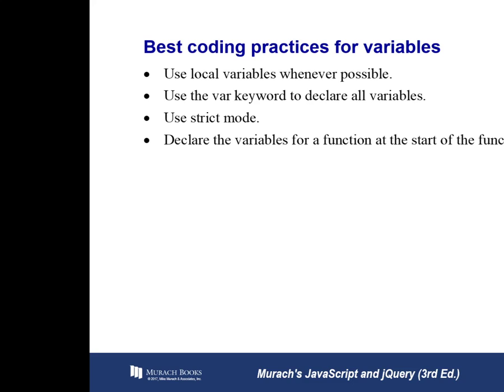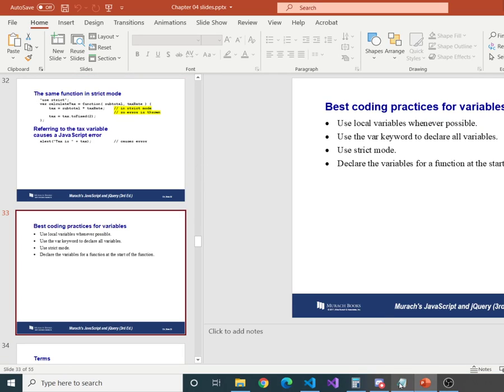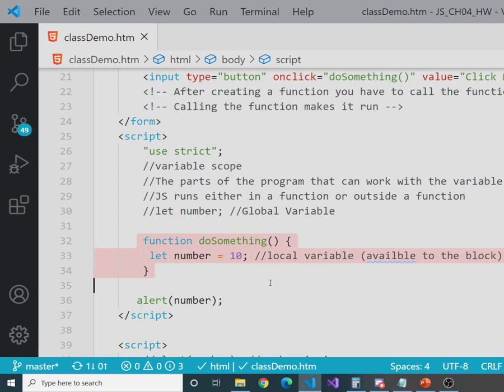Okay, again, best coding practices for variables. Use local variables. I would update slide 33 to say use the let keyword to declare all your variables. Use strict, and then declare your variables at the top of your function. So if you've got a function, declare your variables at the top, and then you know what this function does underneath.